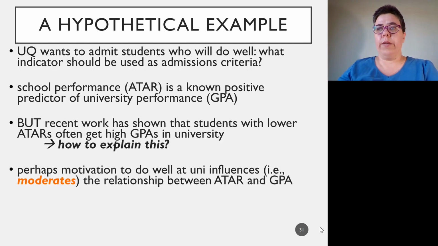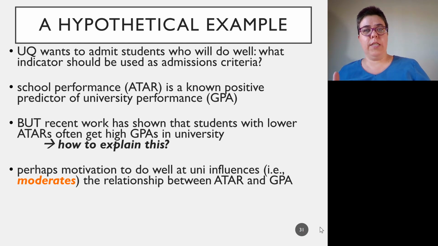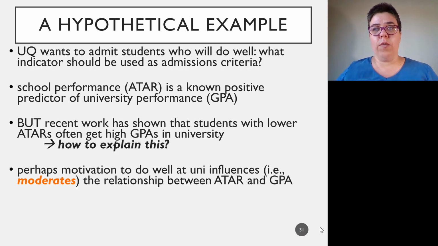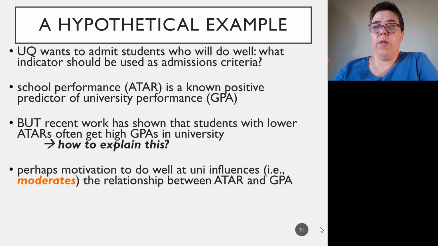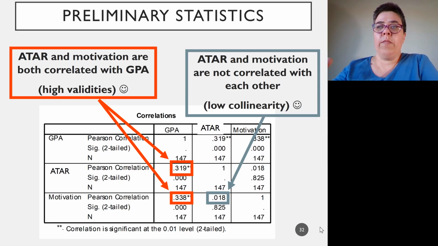This data is hypothetical. One possible explanation is that motivation to do well at university may moderate or influence the relationship between ATAR and GPA. So your high school grade will influence your university grade differently based on your level of motivation, and that's what we're going to test in a moderated multiple regression.